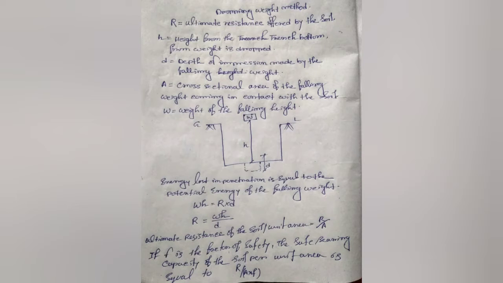Now, energy lost in penetration is equal to the potential energy of the falling weight. So, W multiplied by H is equal to R into D. So, R is WH by D. Ultimate resistance of the soil per unit area is R by A. If F is the factor of safety, the safe bearing capacity of the soil per unit area is equal to R by A into F.